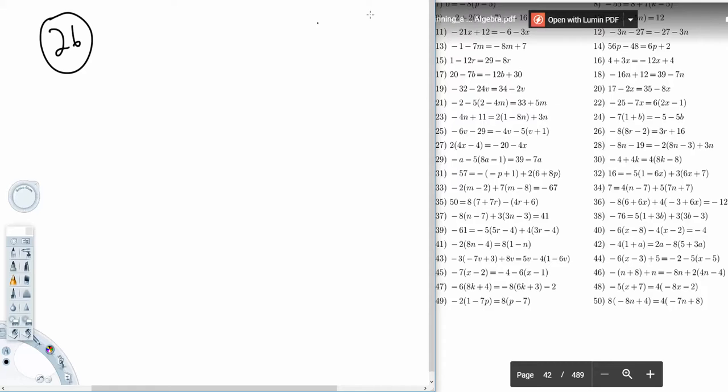26. Minus 8 times the quantity 8r minus 2 equals 3r plus 16. Okie dokie. Pop quiz, what do we do first? Parentheses, right? 8r minus 2, can we do that? No way. So we have to use the distributive property.